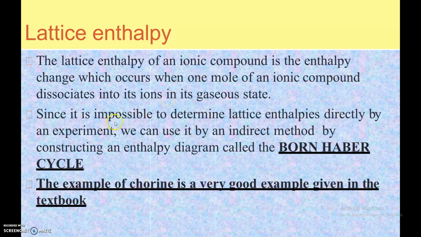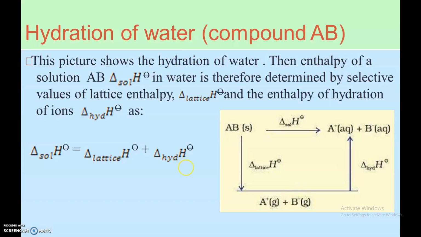We cannot easily determine the lattice enthalpy directly. We cannot determine it experimentally. We can determine it by an indirect method. This indirect method is known as constructing an enthalpy diagram called the Born-Haber cycle. In your textbook, the example of chlorine is given. In this step, you can see AB is separated into its constituent ions A plus and B minus. So the enthalpy required to change the compound into its ions is called lattice enthalpy.